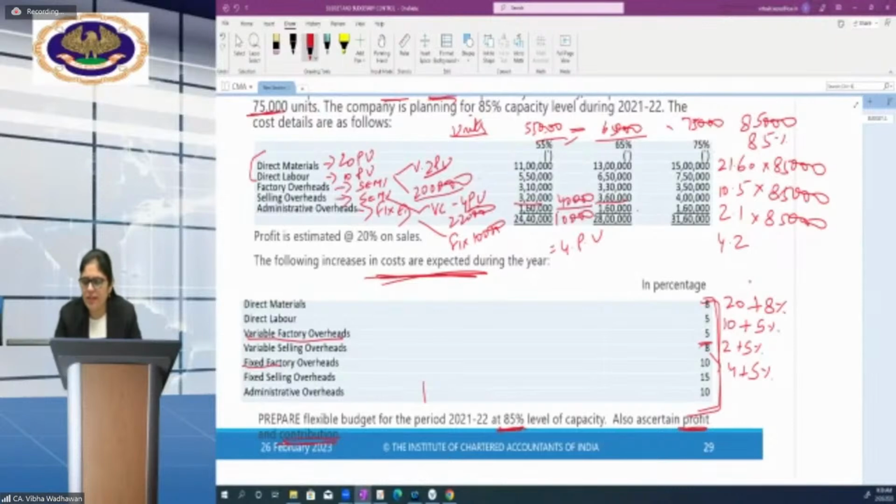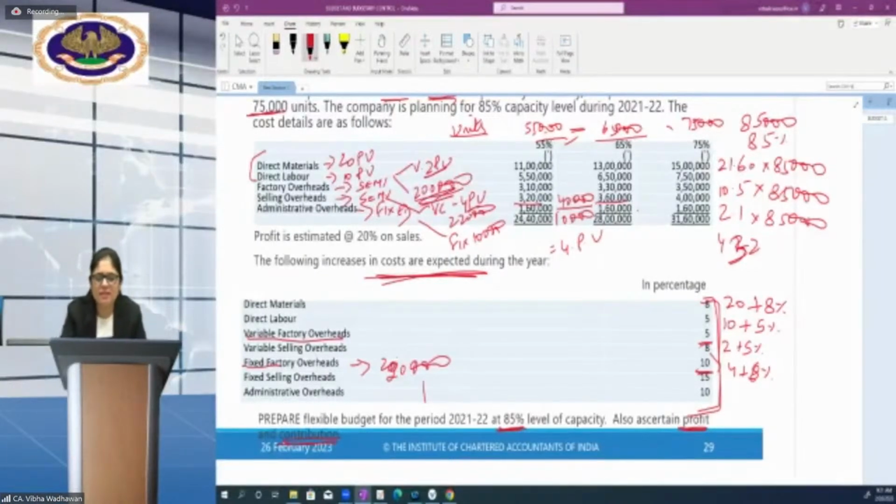So fixed factory is increasing by 10%, I believe. Variable selling was 8%. So 4 plus 8%, it's 4.32. Fixed factory was a 10% increase. So 2 lakh plus 10%: 2,20,000 fixed factory for the next year.